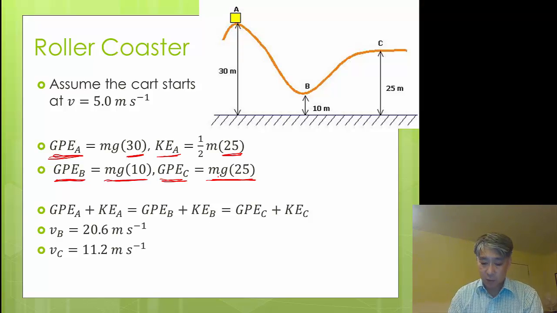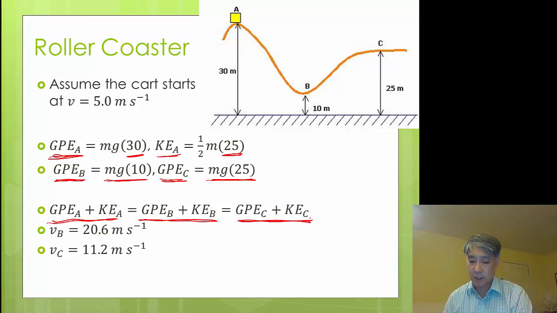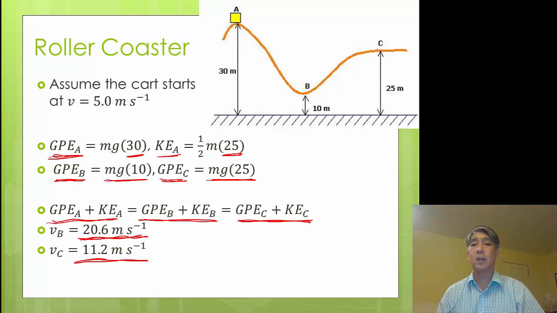My energy stays the same, so no matter what, GPE_A plus KE_A is the same as at B, is the same as at C. Okay, making the substitutions in there, I'll find that I'm going at 20.6 meters per second at B, and then 11.2 meters per second at C. So I'm going the fastest at B, a little bit slower between A and B at C. And that makes total sense as we understand how a roller coaster would work.